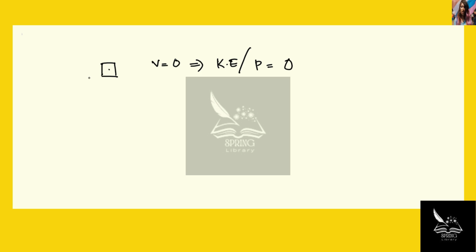So let's say the object is at rest on the top of a building, with height from the center of mass of the object to the ground. So that height is h. So the potential energy of the object is going to be mass times gravity times h.